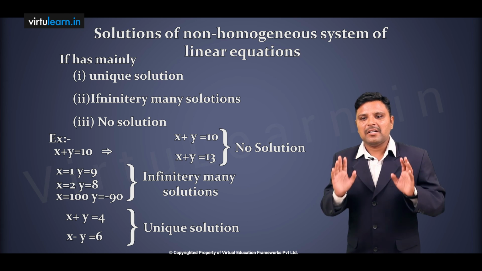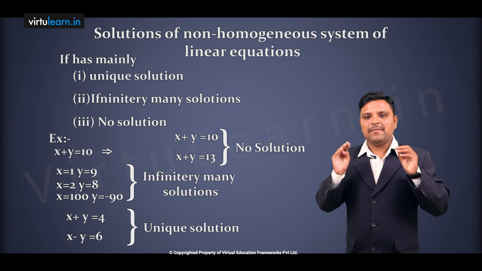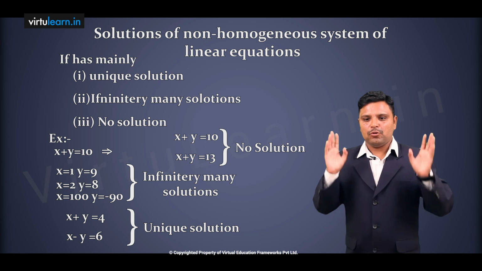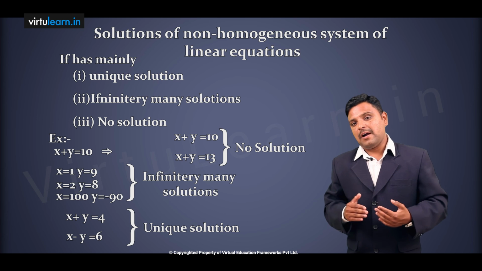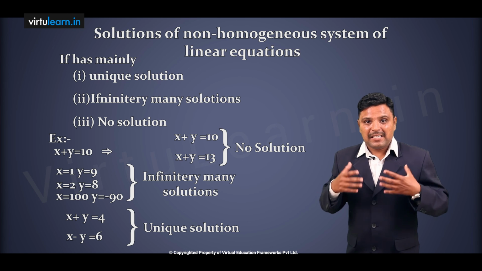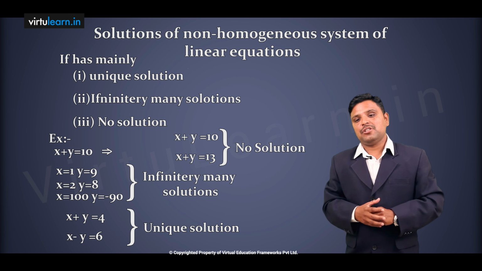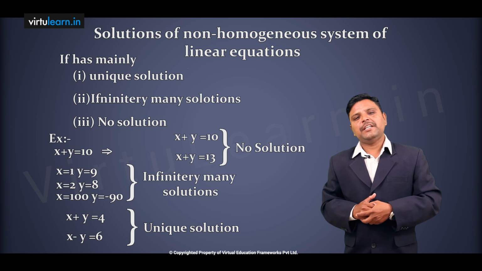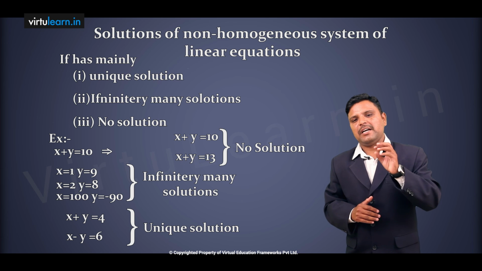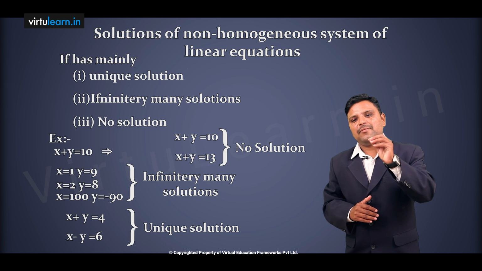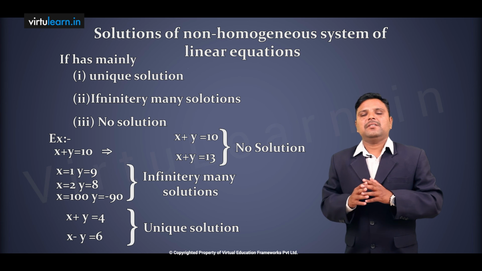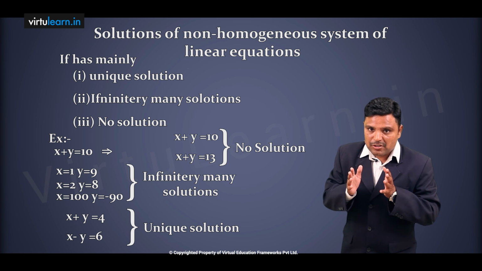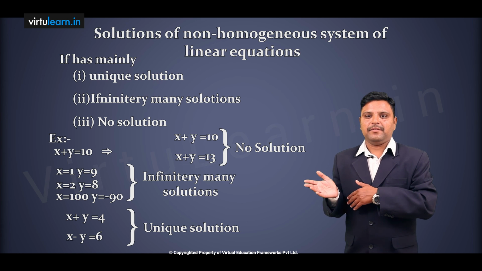This is the concept of unique solution, infinitely many solutions and no solution. Now after that, I will consider the general system of non-homogeneous linear equations. We cannot solve it this way; with two linear equations in two variables it is possible. I explained the meaning of the solutions, but we will solve non-homogeneous systems of linear equations in a different way.